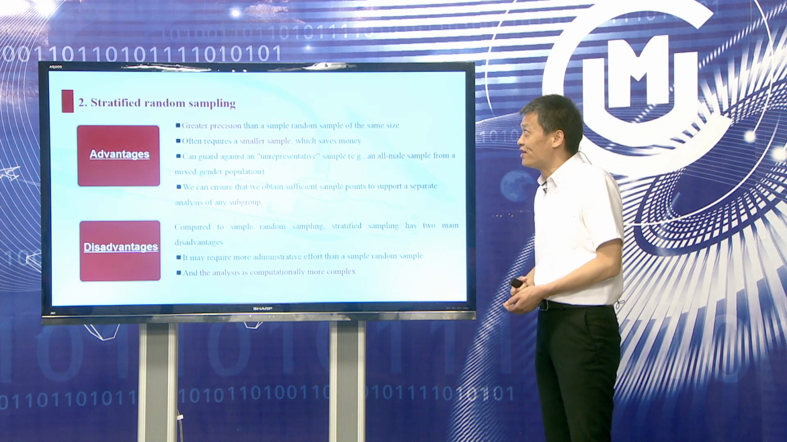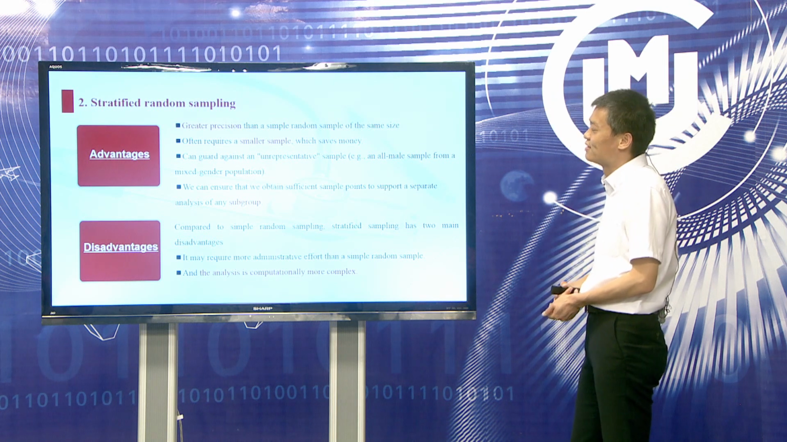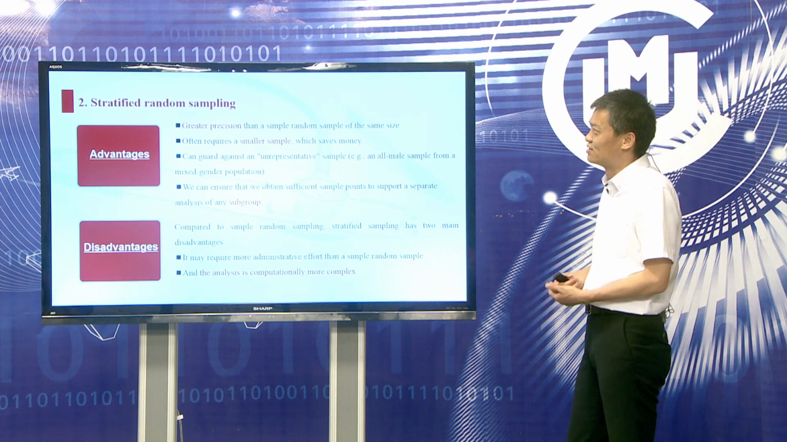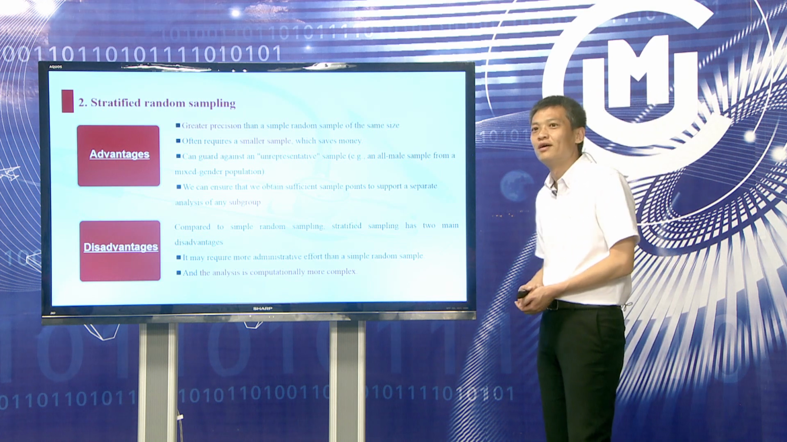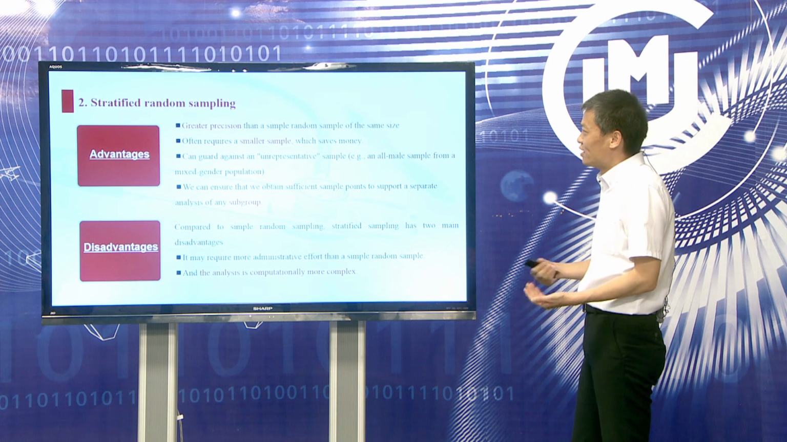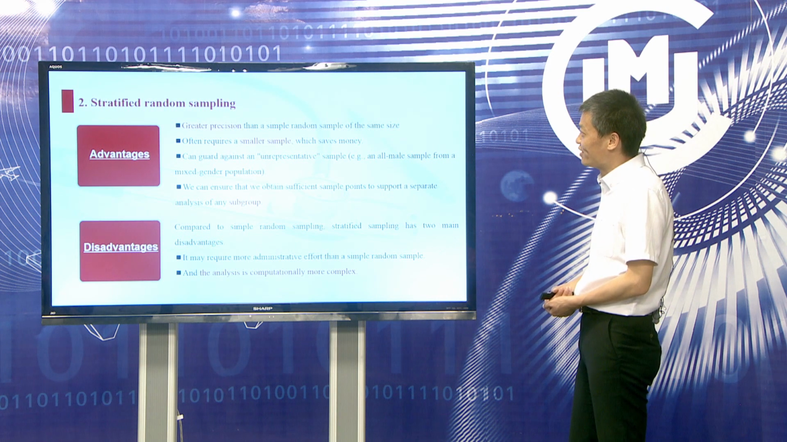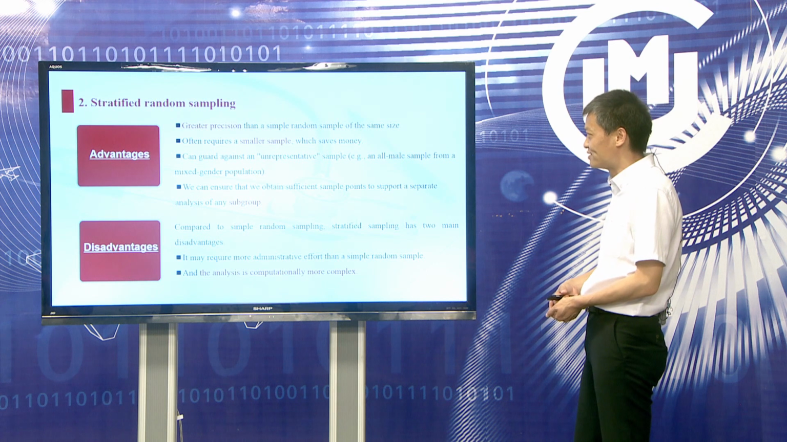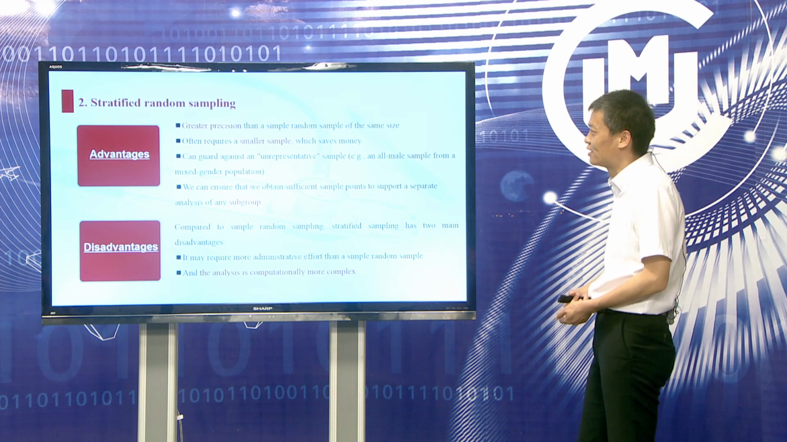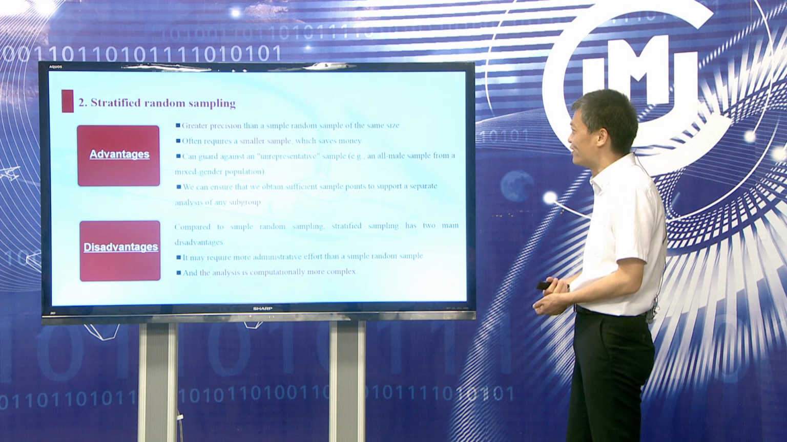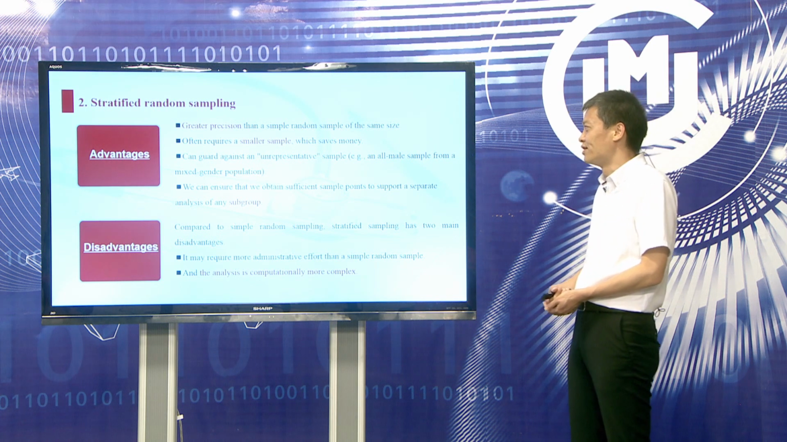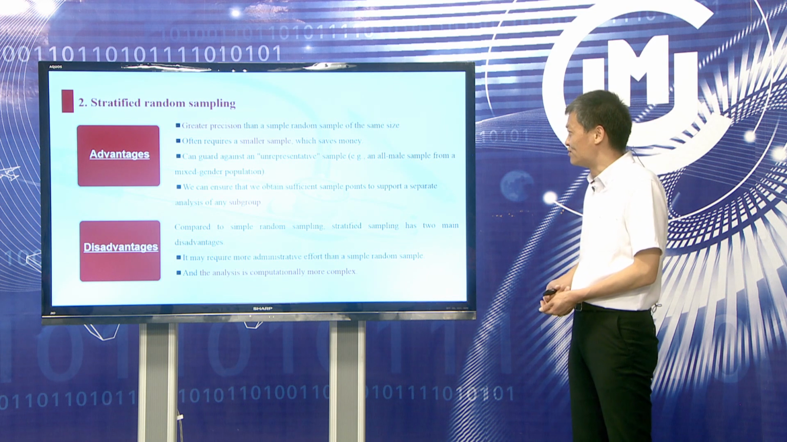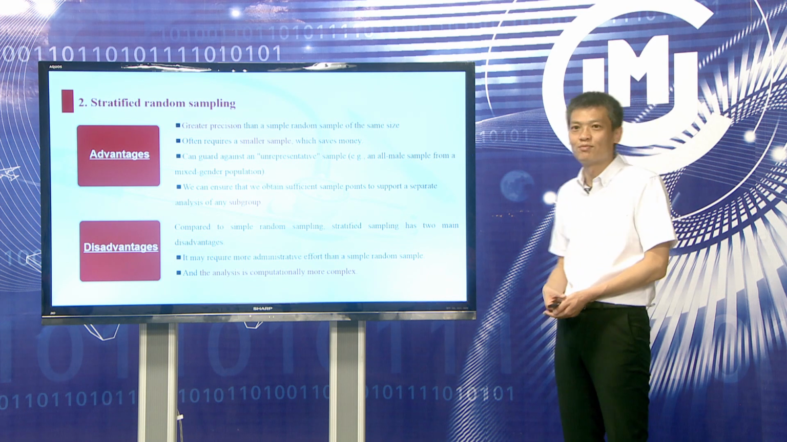Yes, stratified random sampling has some advantages. First, stratified random sampling has greater precision than simple random sampling. Often, stratified random sampling requires a smaller sample, which saves money and can guard against an unrepresentative sample. And we can ensure that we obtain sufficient sample points to support a separate analysis of a subgroup.